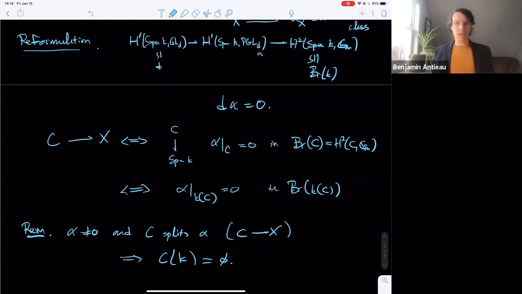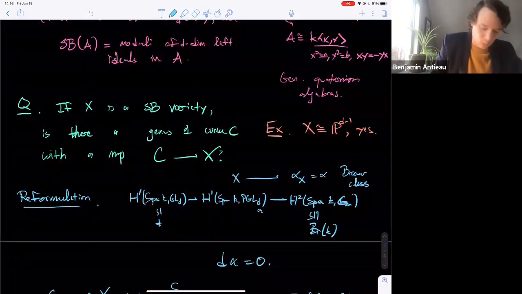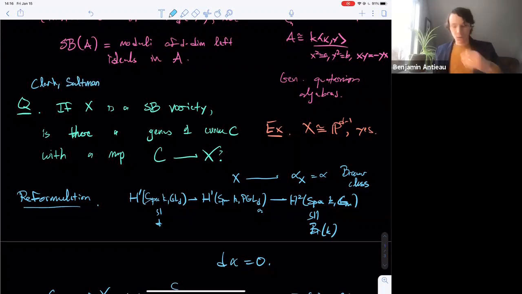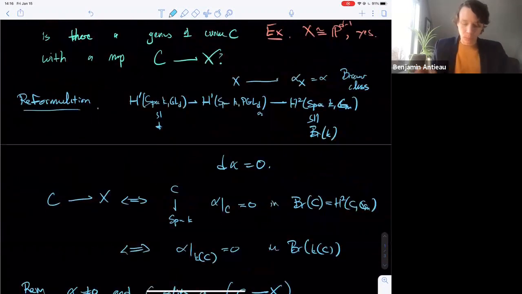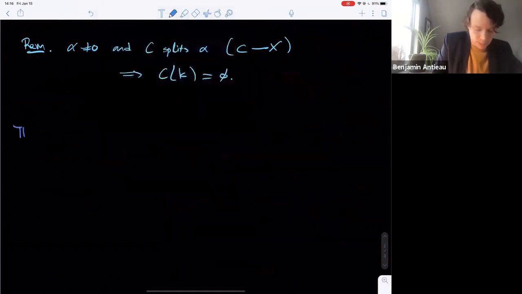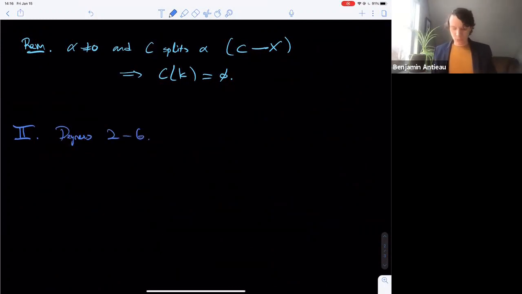So now I'm going to tell you about what's been known classically about this problem. Oh, and I should probably give some credit for this question. I believe it was asked by Pete Clark and David Saltman. Okay, so let me explain what happens in low degrees.